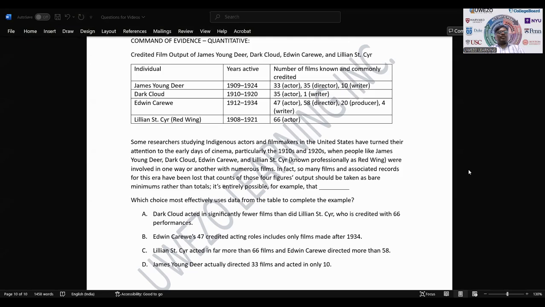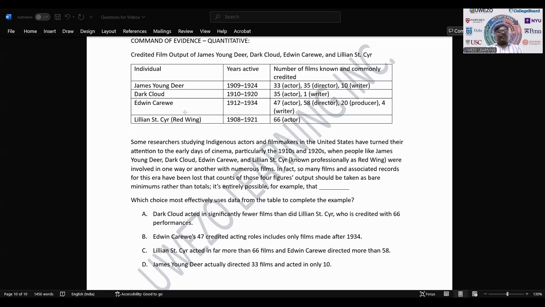The question says which choice most effectively uses data from the table to complete the example. So here we have a table. So what does table give you? Table has credited film output of James Young Deere, Dark Cloud, Edwin Kerry, and Lillian. And the labels of the table have individuals, these four individuals, the years they were active in, and number of films known and commonly credited.